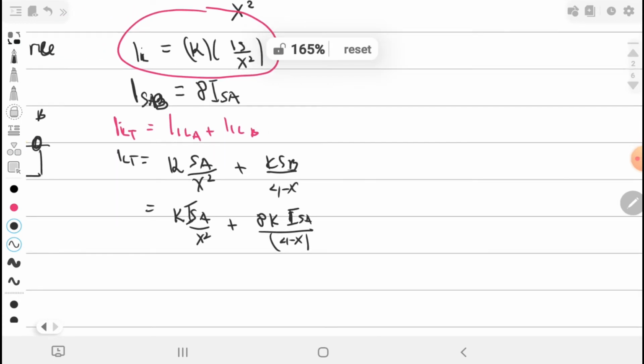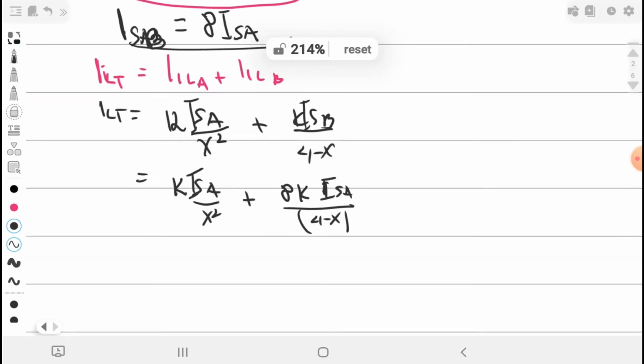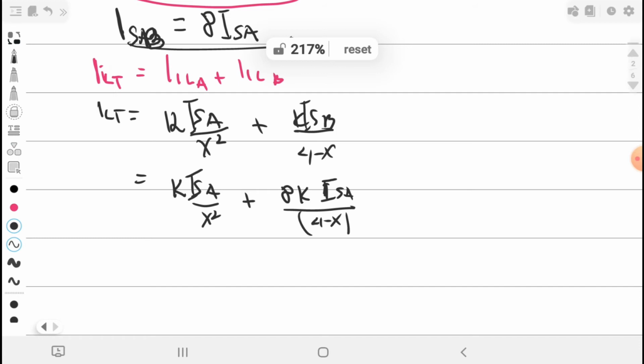So, why did I do that? Since I_SB is equal to 8 times I_SA, I will just substitute it so that I can factor it out later, so it is not difficult to take the derivative. So from here, I will have I_LT equal to k I_SA all over x squared plus 8 k I_SA all over 4 minus x. It became 8 k I_SA because of this relationship.